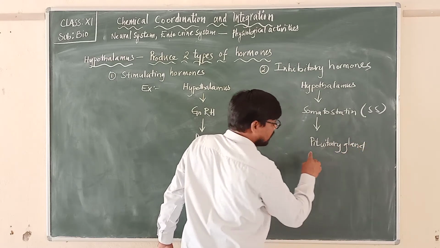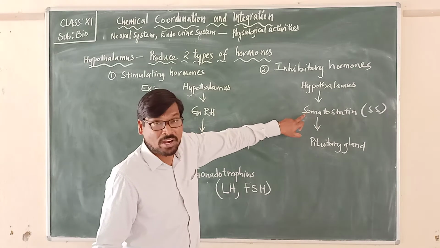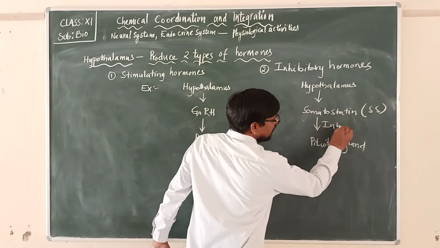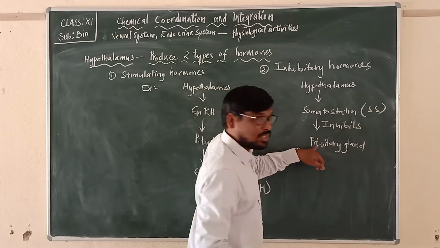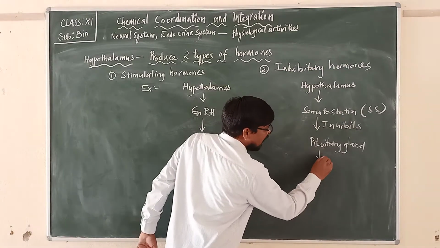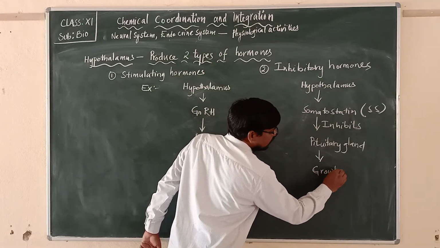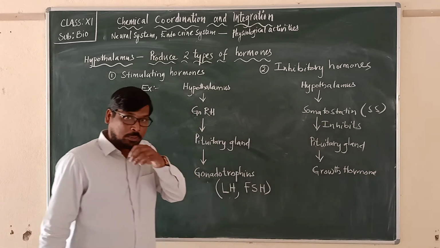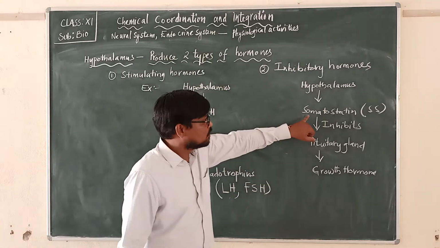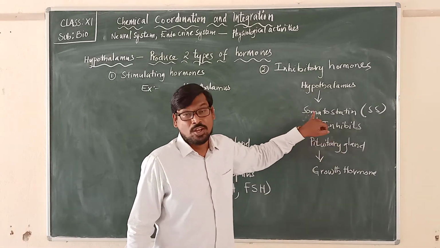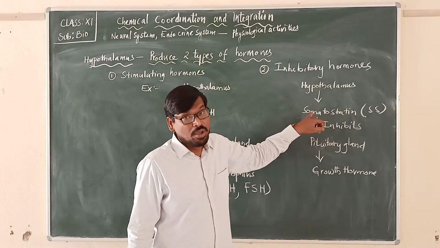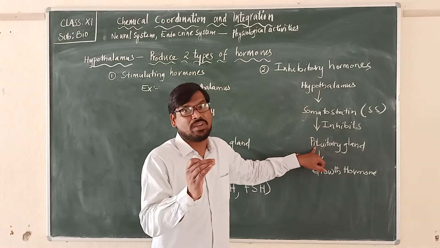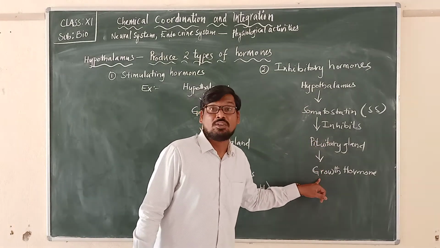But after entering the pituitary gland, remember somatostatin is inhibiting. It inhibits the pituitary gland from producing the hormone called growth hormone. It will not allow the secretion or production of growth hormone. So somatostatin is an inhibitory hormone produced from the hypothalamus, and it is not allowing the pituitary gland to produce growth hormone.